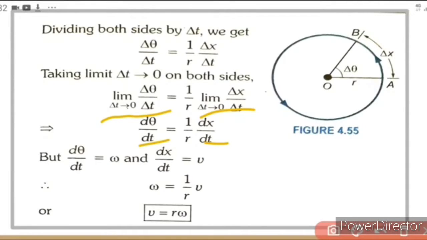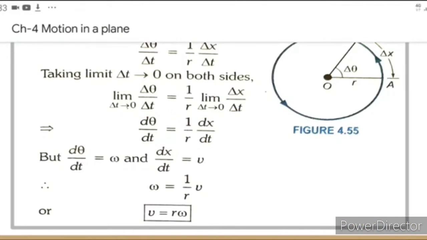Important relation which we have to use both in plus one and plus two. So what is the relation between linear velocity and angular velocity? Linear velocity v is equal to r omega, where r is the radius of the circular motion and omega is the angular velocity or angular frequency. Both the terms we use.